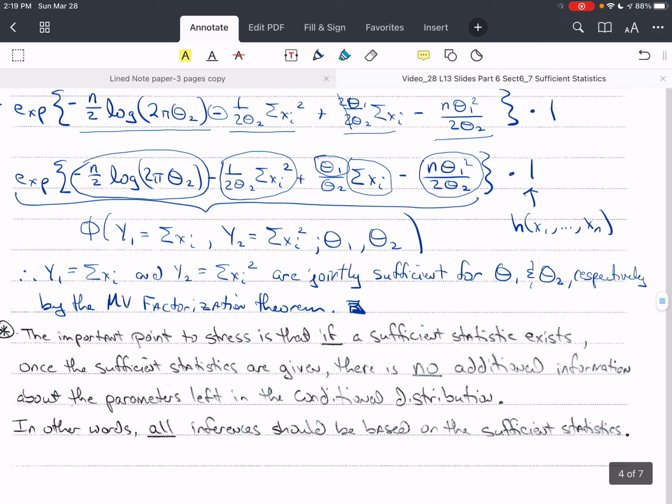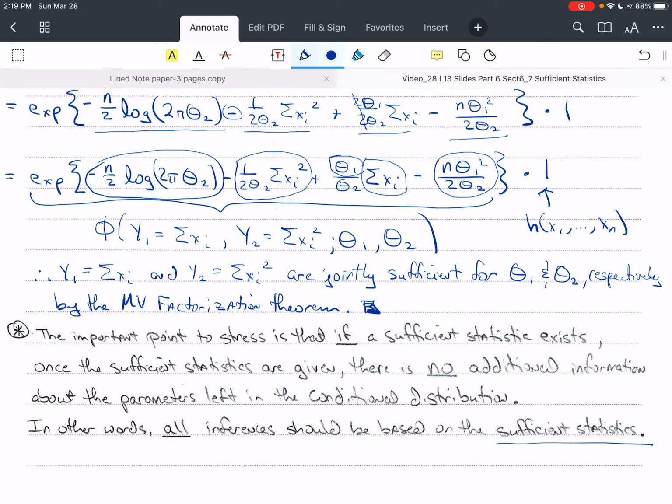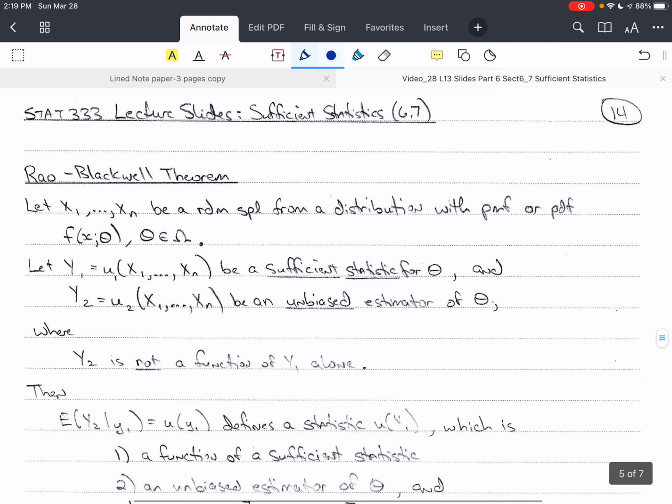Okay, so the important point to stress is that if a sufficient statistic exists, then once the sufficient statistics are given, there is no additional information about the parameters left in the conditional distribution. In other words, all inferences should be based on the sufficient statistics. This is a key point. Now, let's talk about a very famous theorem called the Rao-Blackwell theorem.